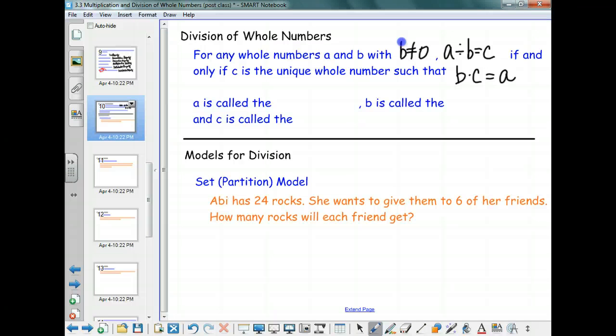These different pieces have different names. A is called the dividend. B is called the divisor. And then C, the answer to a division problem, is called the quotient.